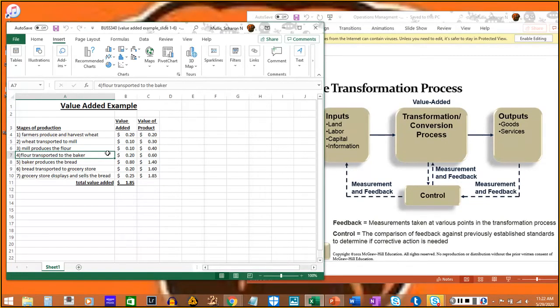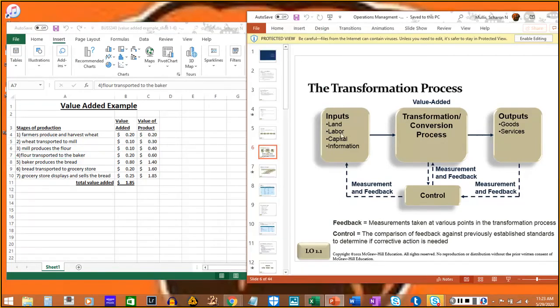So moving on to stage four, the flour then gets transported to a baker, and that costs 20 cent for that bread. So Parker, what would you say some inputs are for transporting the flour to the baker? What would you say inputs are? Well, we definitely would be using land. What else do you think some of the inputs would be?